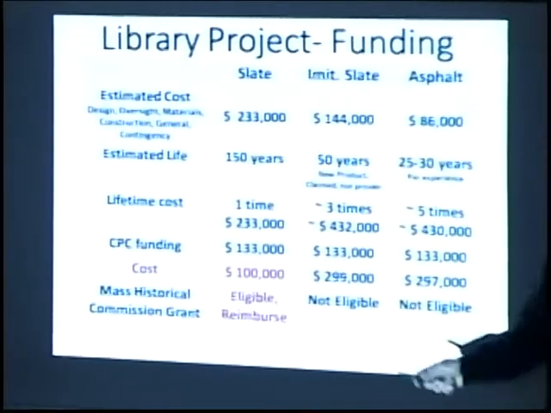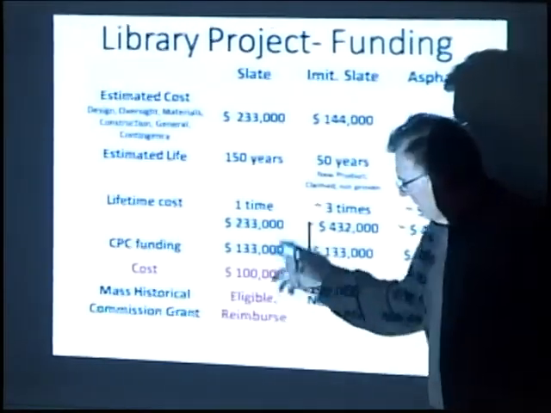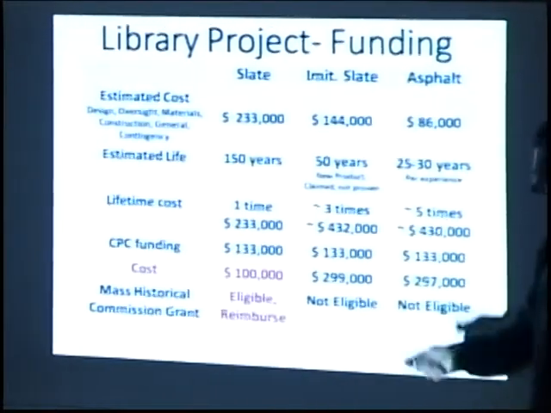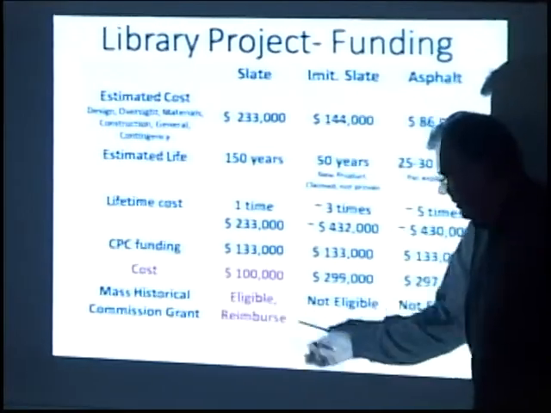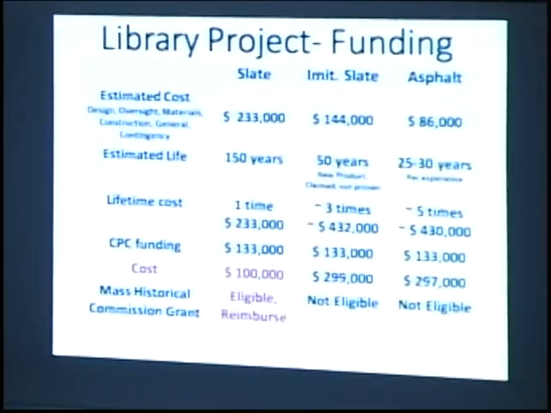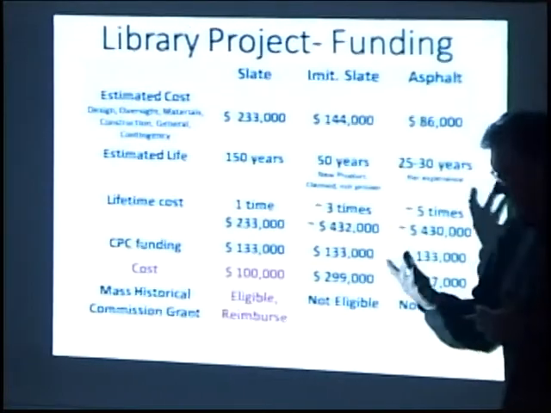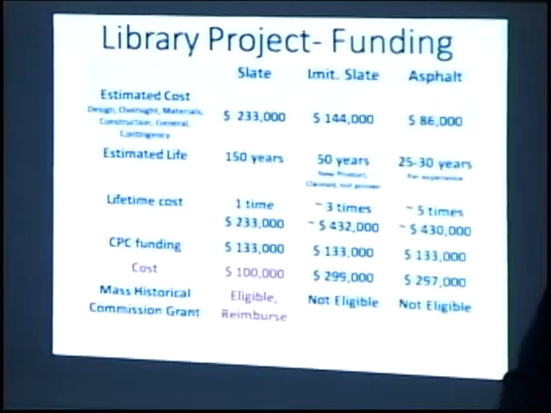And we're not going to make any promises, but by putting on slate, you become eligible for a Mass Historical Commission grant, where the town has to spend the money and then they get reimbursed for the amount of the grant. If you put on the other two materials, you're not eligible for such a grant. This is, I think, affordable from the outside. But I'd like to work with Select Board and Finance Committee and see if that's reasonable to get it from free cash or stabilization or some of these funds you always talk about.